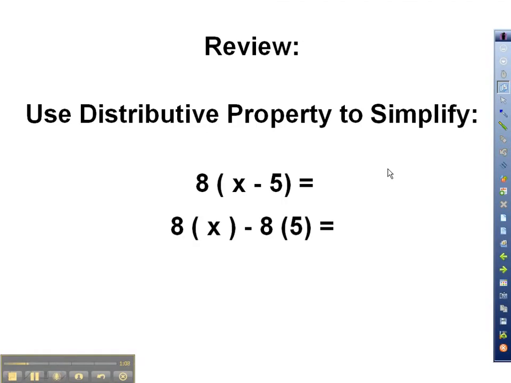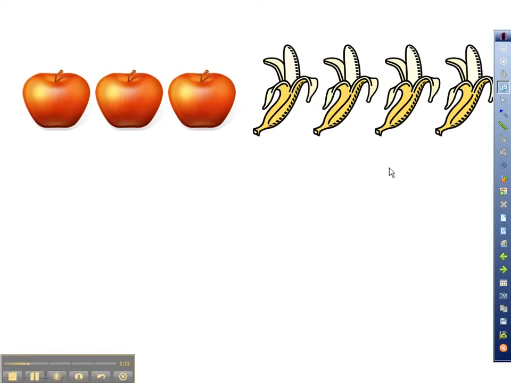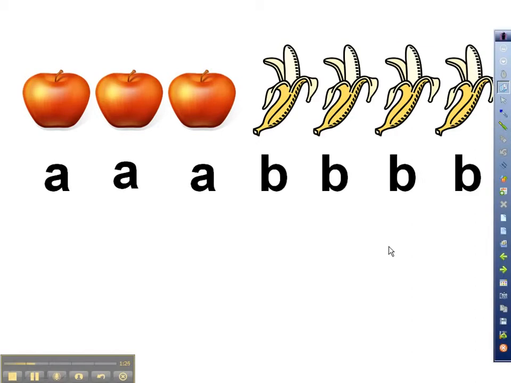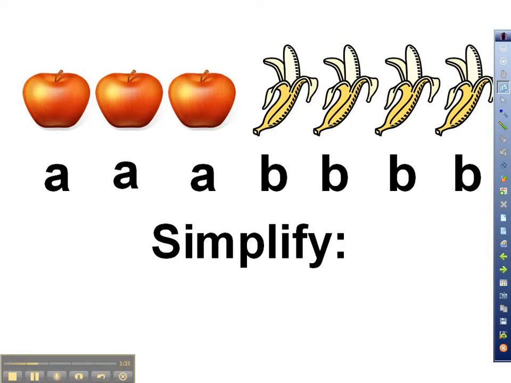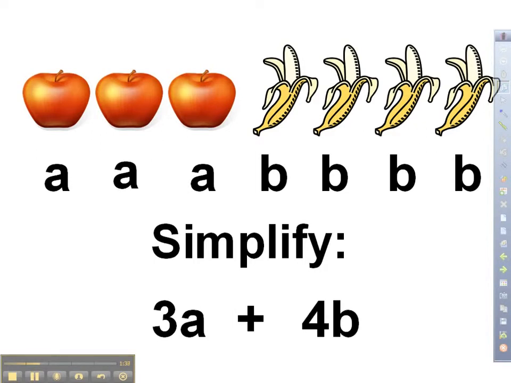Let's talk about combining like terms now. Here I've got 3 apples and I've got 4 bananas. And I'm going to call each one of those apples A instead of writing out apple each time because I'm lazy. And I'm going to use a B for bananas instead of writing out banana each time. So how many apples do I have and how many bananas do I have? Well, if you simplify that, you would say you've got 3 apples and 4 bananas. And that is simplified form. We've just combined like terms.